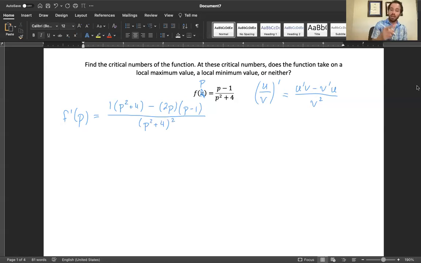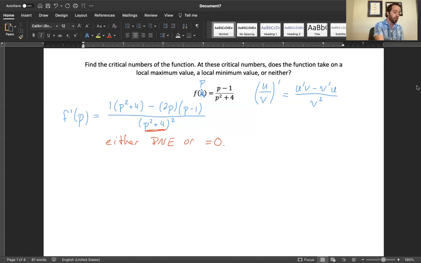Now, it's easy to get intimidated by things like this when there's so many variables floating all over the place. However, keep in mind, what we want here is for this either to not exist or to be equal to 0. The does not exist means that we pay attention to the bottom. The bottom is never equal to 0 because p squared plus 4 can never be 0 because p squared, if p is a real number, can't be negative 4. So the bottom is not going to contribute to this at all.